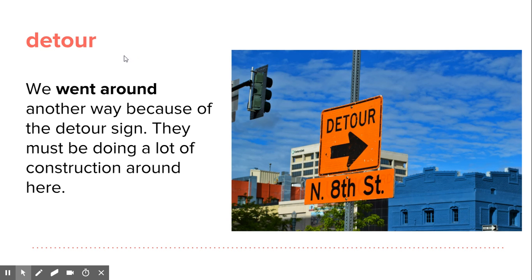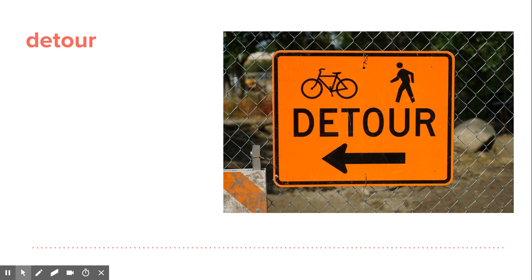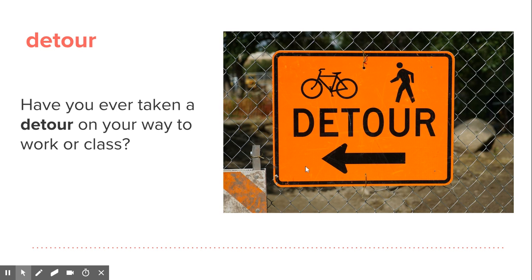Good practice. And as you notice, I mentioned went around. It's the past tense of go around, like we learned before. So with a detour, I have to go around or go around another way. Here's another example of a detour sign you might see. And so people on bicycles will need to take a detour.